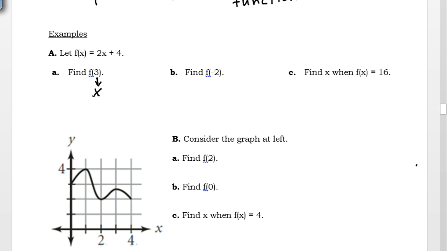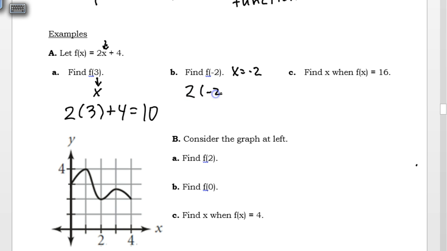And we're going to take that x of 3 and stick it back into the equation and then just get the answer. 2 times 3 is 6. 6 plus 4 is 10. F of 3 is 10. F of negative 2, remember x is negative 2. We take that negative 2 and sub it back in for x. 2 times negative 2 is negative 4. Negative 4 plus 4. F of negative 2 is 0.